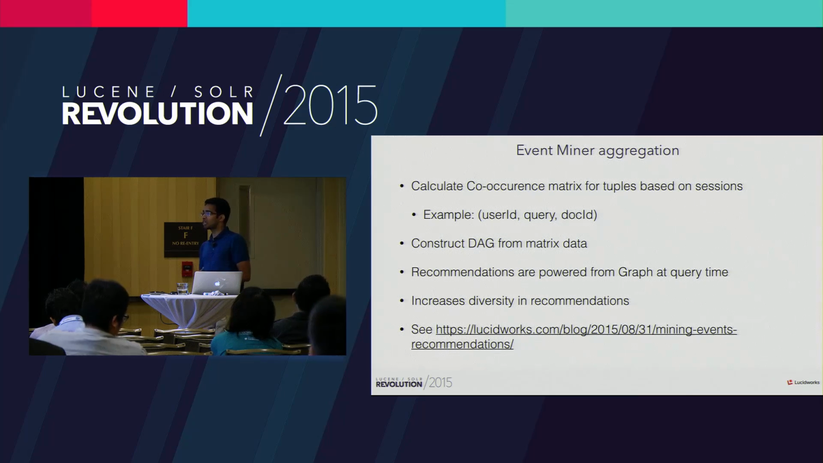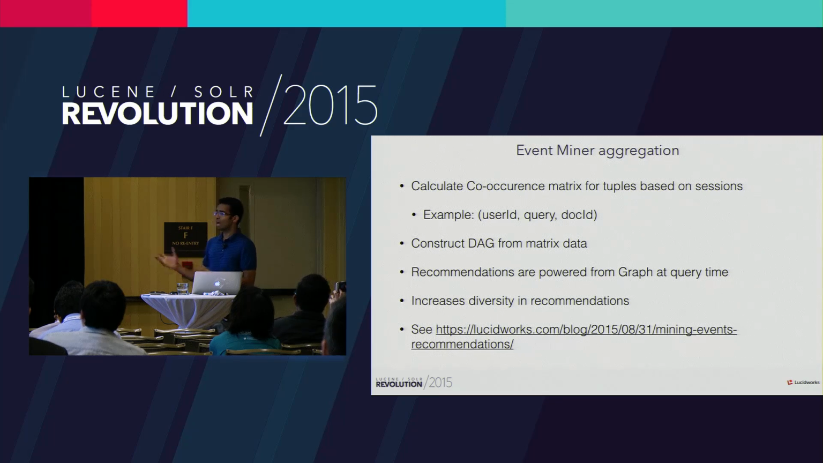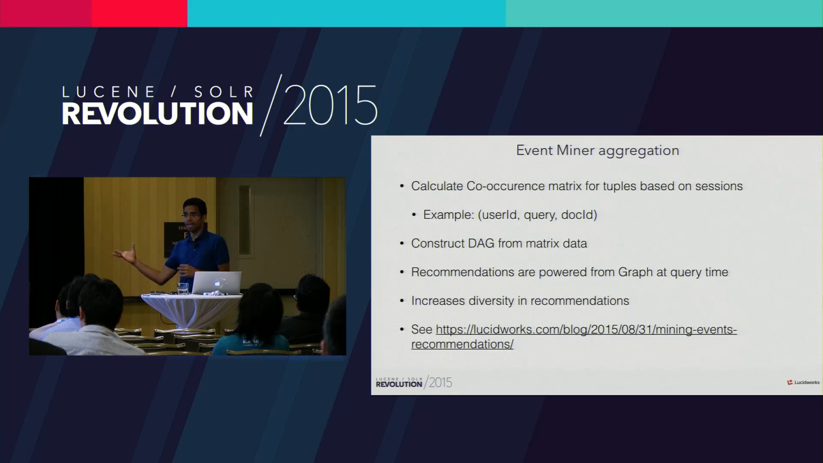Now the next type of aggregation that we have is event miner aggregation. I just talked about it. What does it do? It takes all your raw data. First, it assumes you have a user ID associated with all of your events. Once you have that, this aggregation divides all your raw events into sessions, and then it generates a co-occurrence matrix for tuples. For example, you might say, give me a co-occurrence matrix for the tuple user ID, query, and document ID. Once we have a co-occurrence matrix, we store it back in Solr.